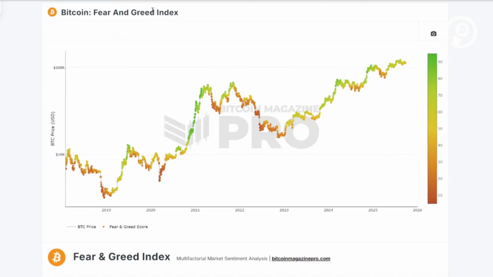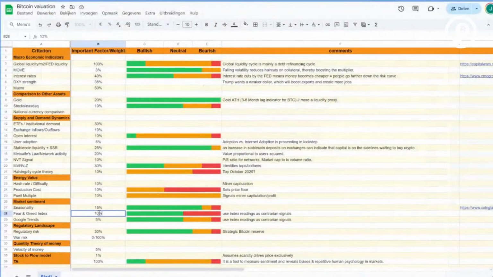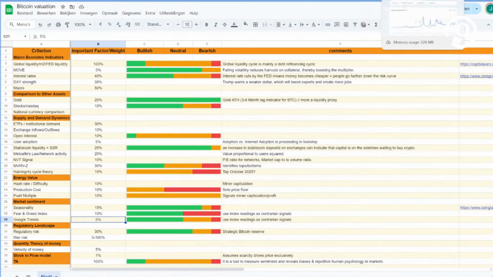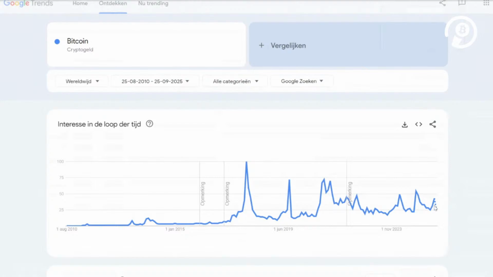Of course, I'm now showing the Bitcoin Fear and Greed Index, but as you see, I only give this a 10%. Normally I don't really look at it, maybe real quick once a week, and that's about it. Google Trends is also a good metric to measure sentiment, and I give this a 5%.